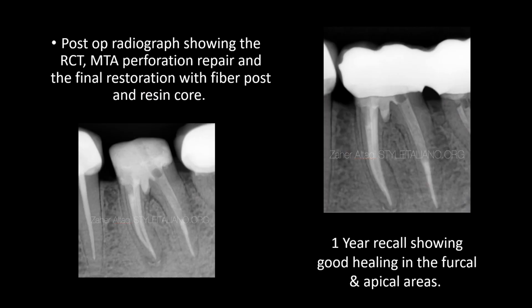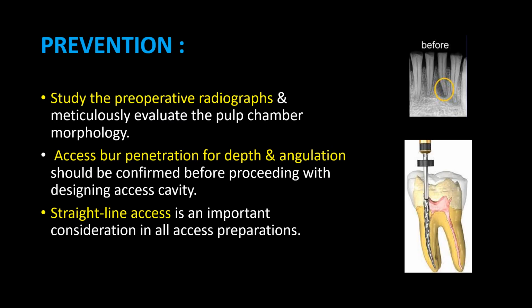Post-op radiograph showing the RCT, MTA perforation repair and the final restoration with fiber post and resin core. One year recall showing good healing in the furcal and apical areas. Prevention: study the preoperative radiographs and meticulously evaluate the pulp chamber morphology. Access bur penetration for depth and angulation should be confirmed before proceeding with designing access cavity.